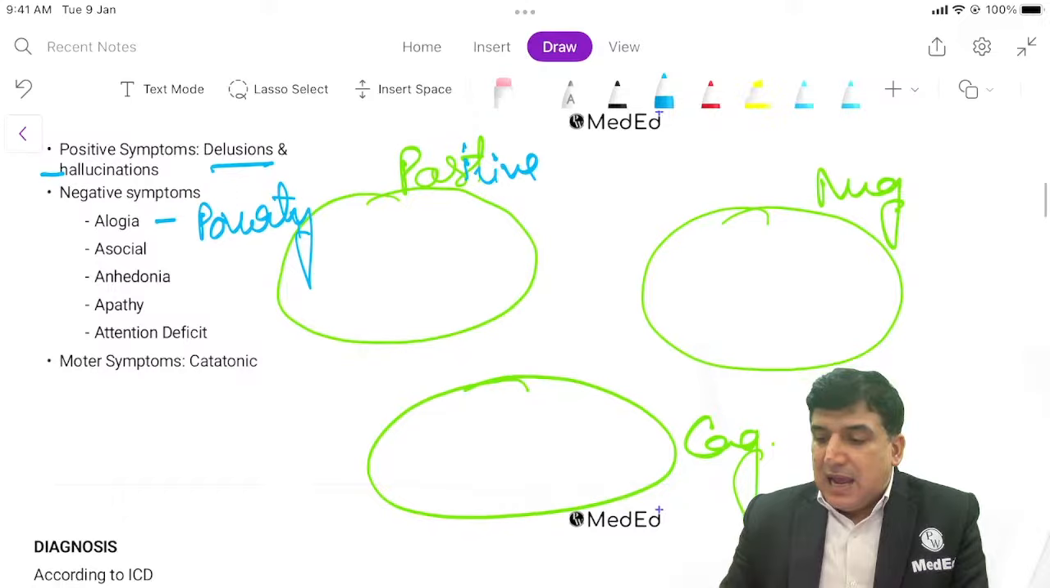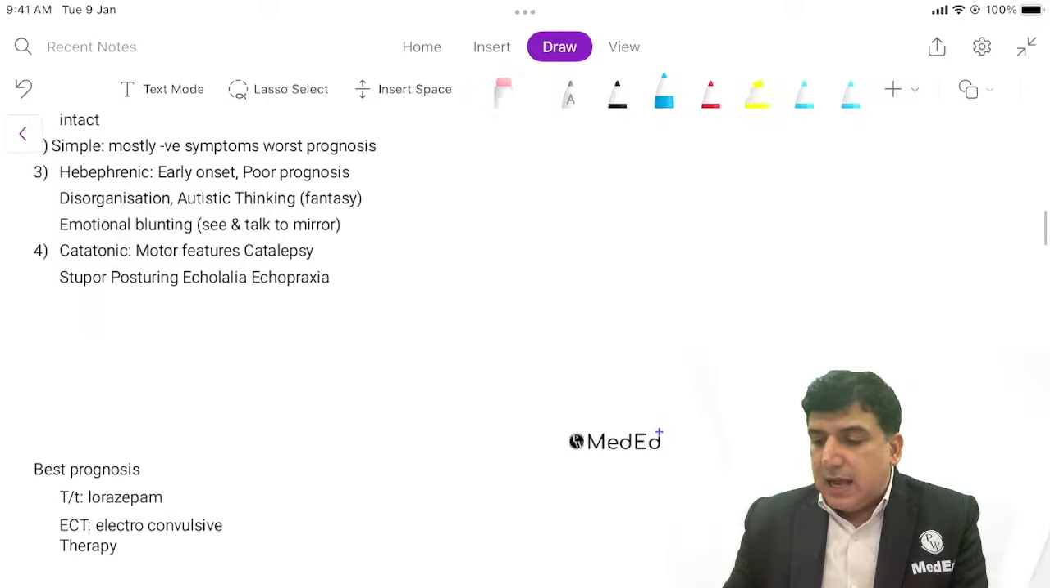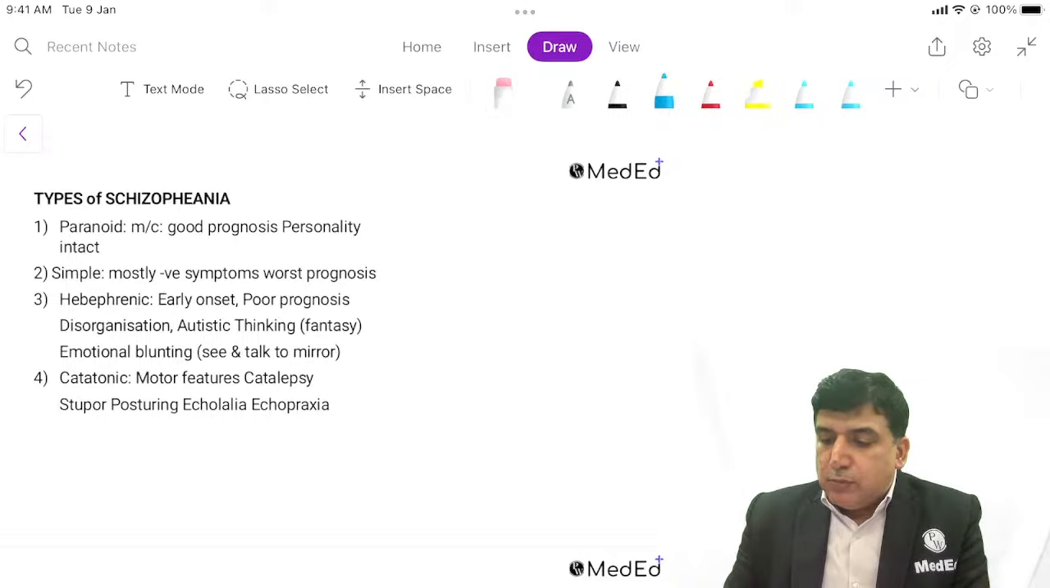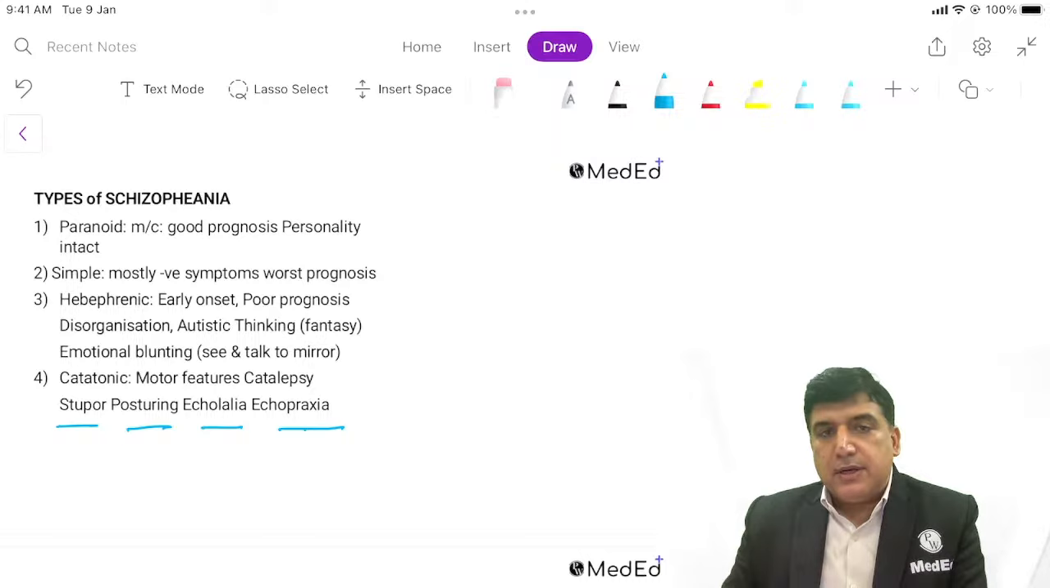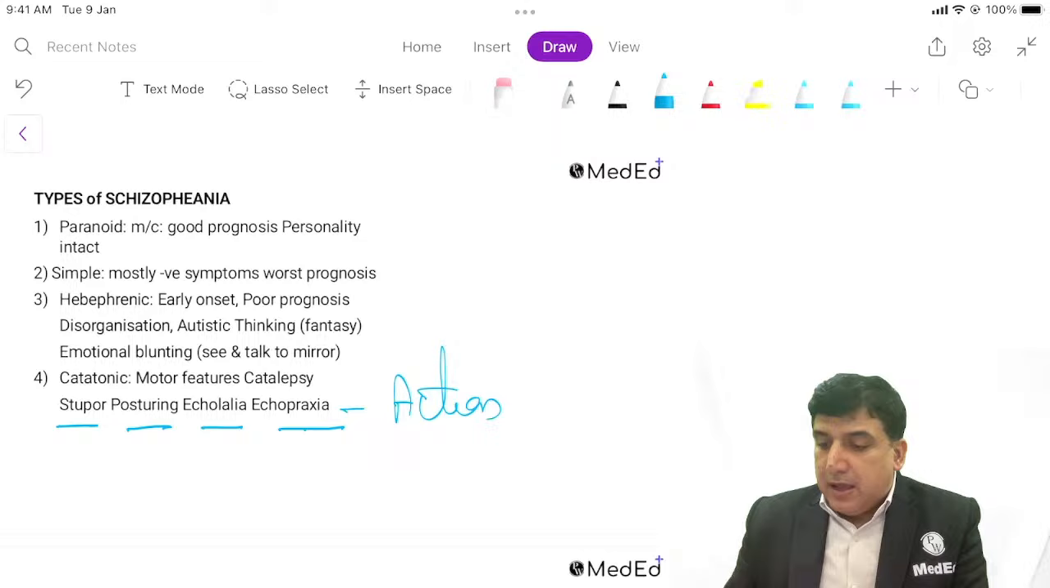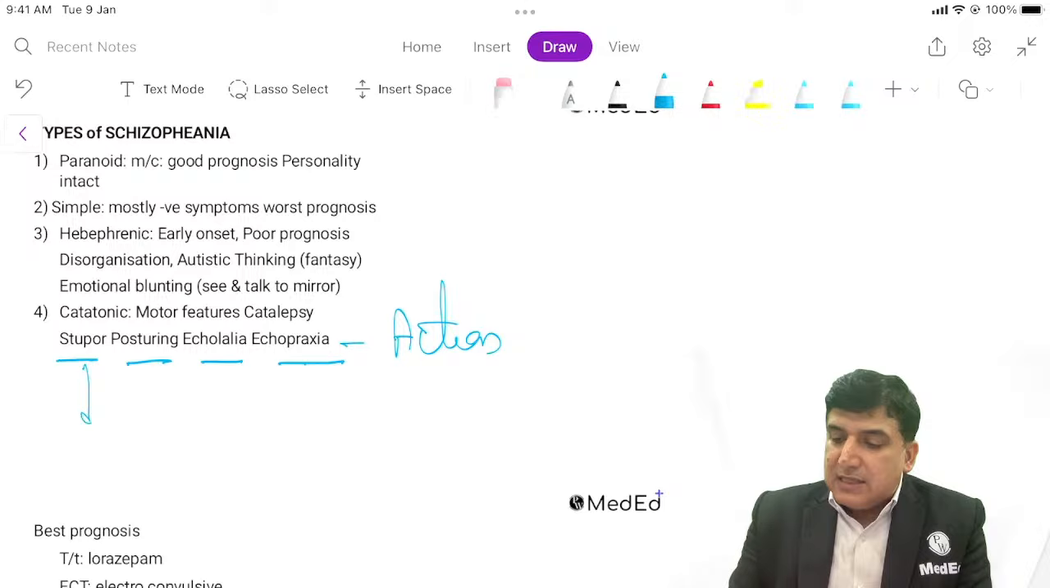And we have motor symptoms, catatonic symptoms. In this slide I have written the catatonic symptoms. We basically have stupor, posturing, echolalia, and echopraxia. You must have learned about it. Echolalia means repetition of words or sentences. Echopraxia, repetition of action.